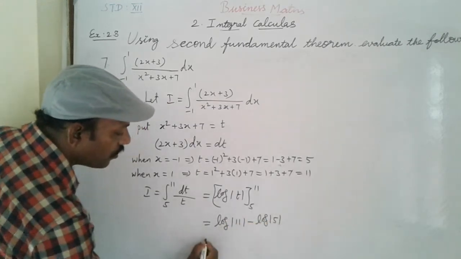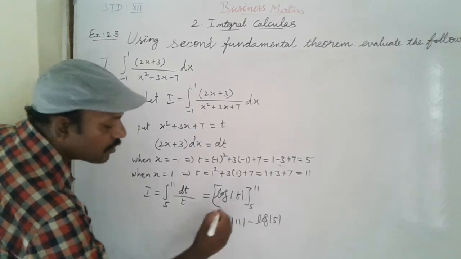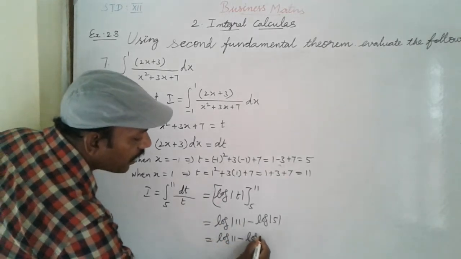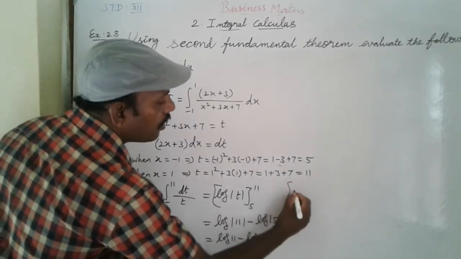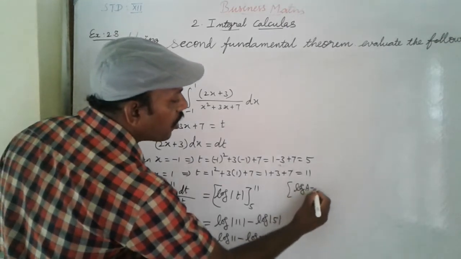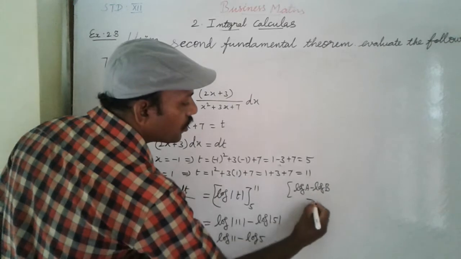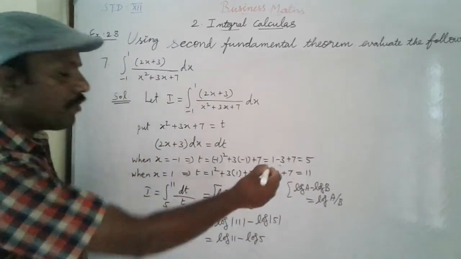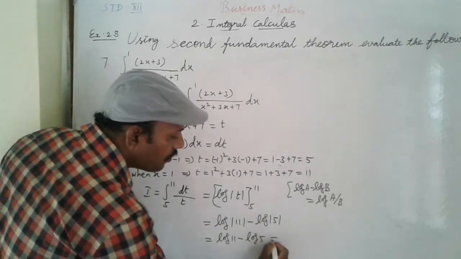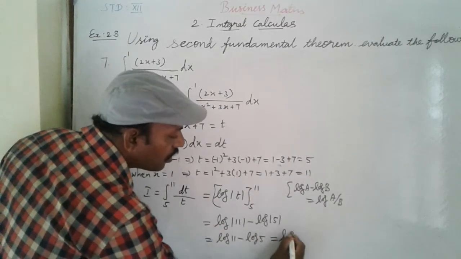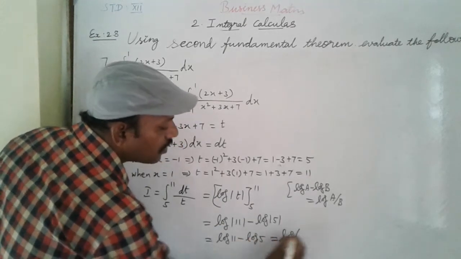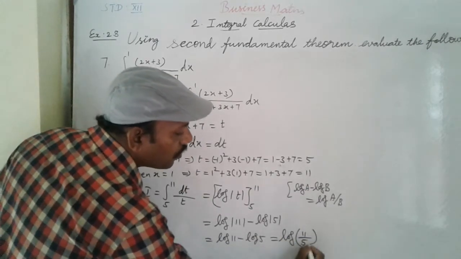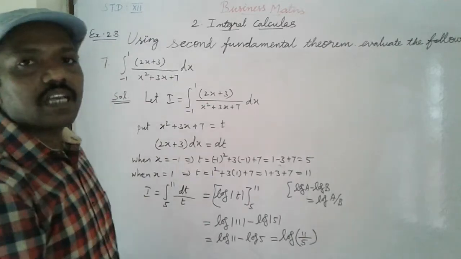So modulus value, if it is negative then it becomes positive. So log 11 minus log 5. We know the formula log a minus log b equal to log a by b. This formula we should use here. Log, a is 11 divided by b is 5. So log 11 divided by 5 is the answer.